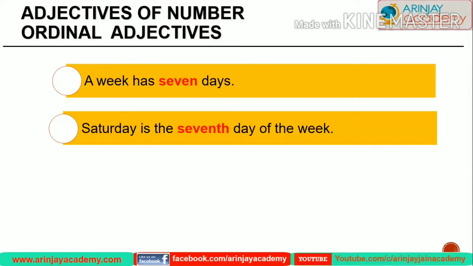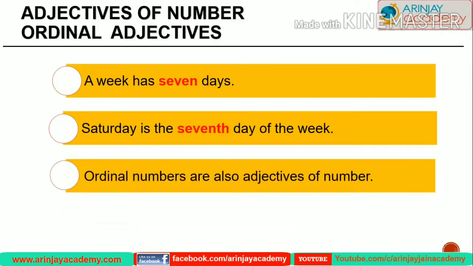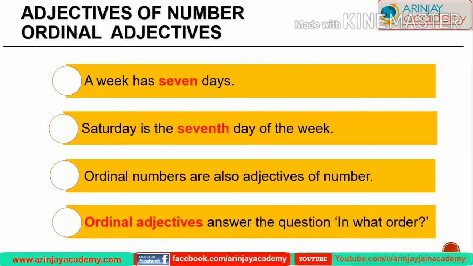But what about 7th? Numbers like 1st, 2nd, 3rd, 4th that we get from 1, 2, 3, 4 are ordinal numbers. They are also adjectives of number. Ordinal adjectives answer the question, in what order?